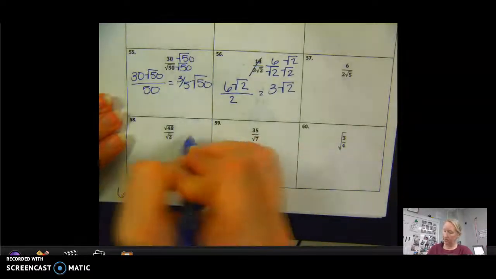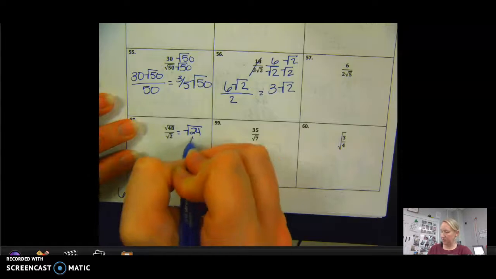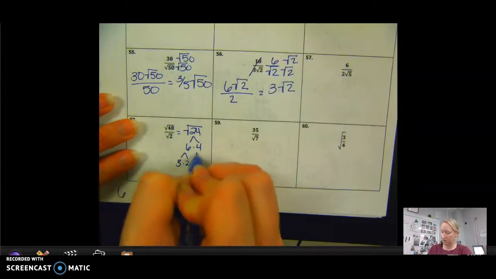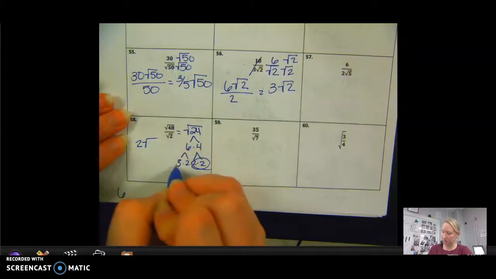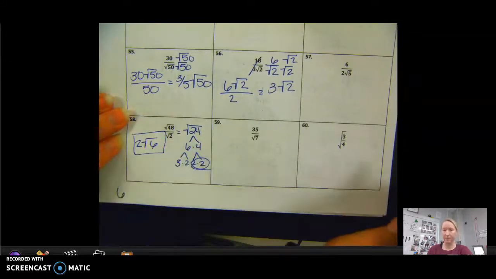This guy, I can go ahead and reduce to start with, so I get square root of 24 because 48 divided by 2. And then I'm going to start breaking that down into 6 times 4, 3 times 2, 2 times 2. Pair of 2's, bring my 2 out. I have square root of 3 times 2 left inside, so 2 square roots of 6.